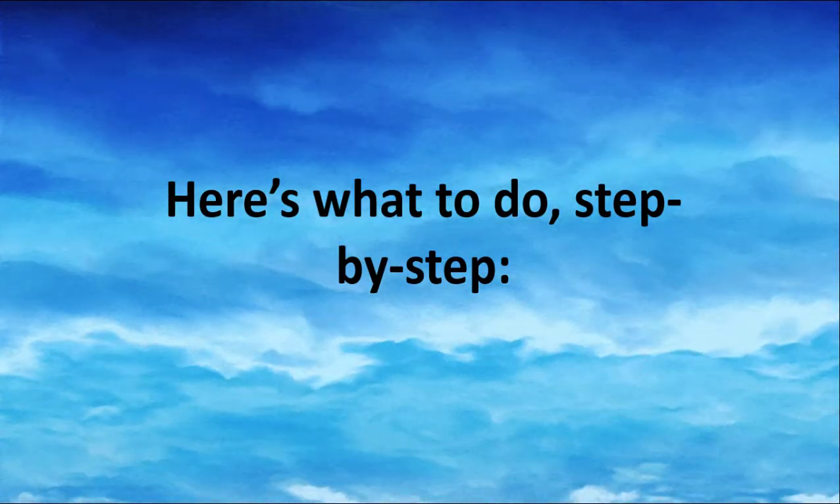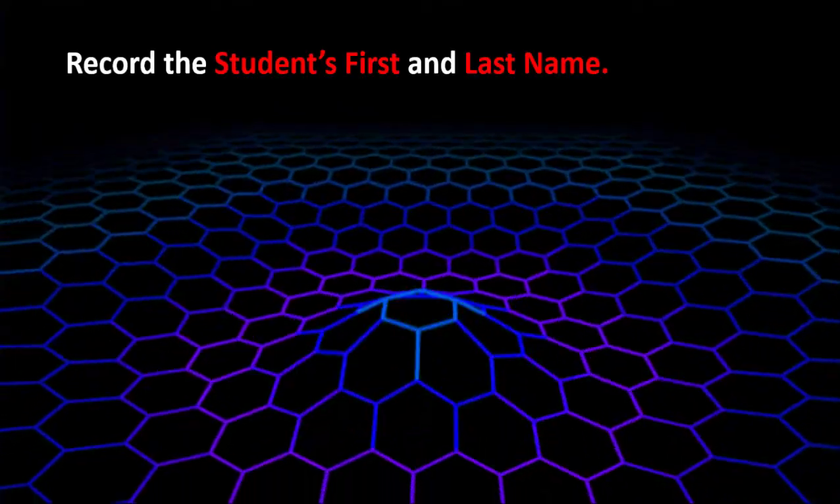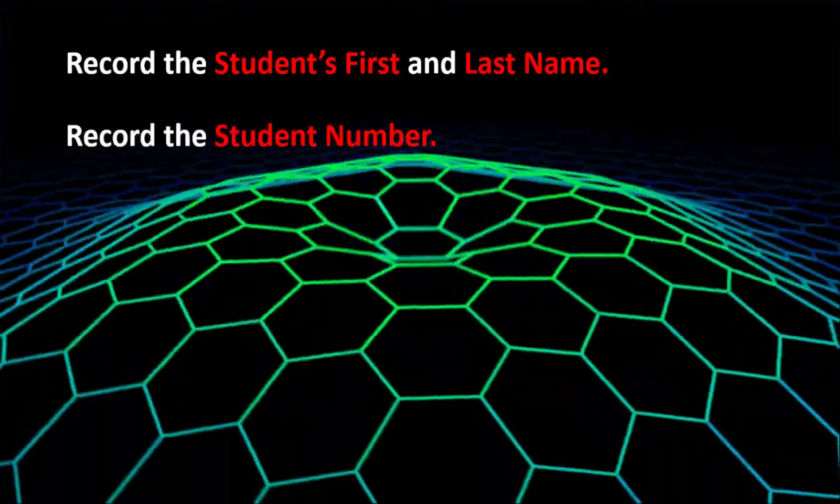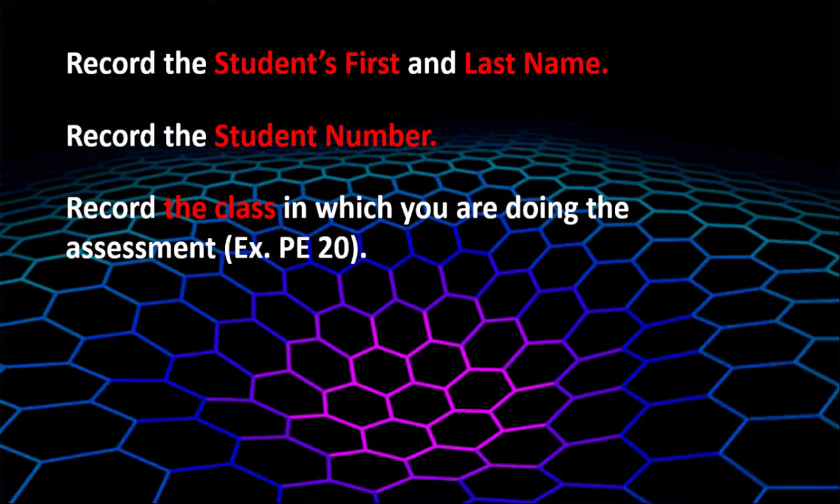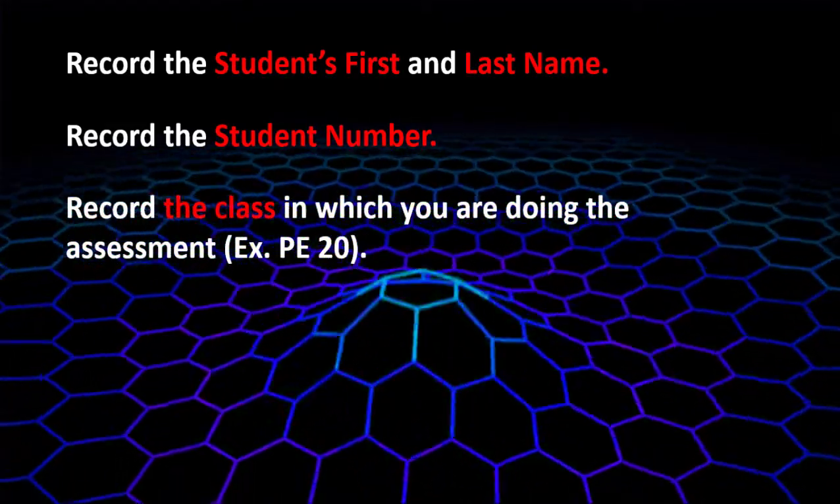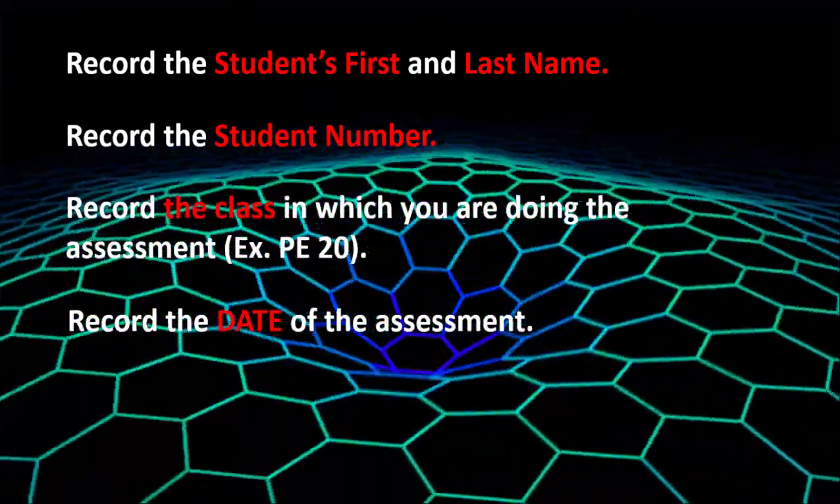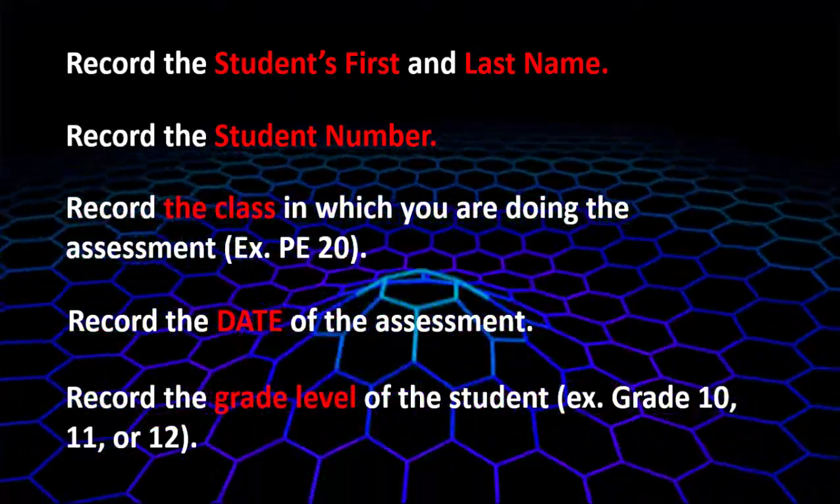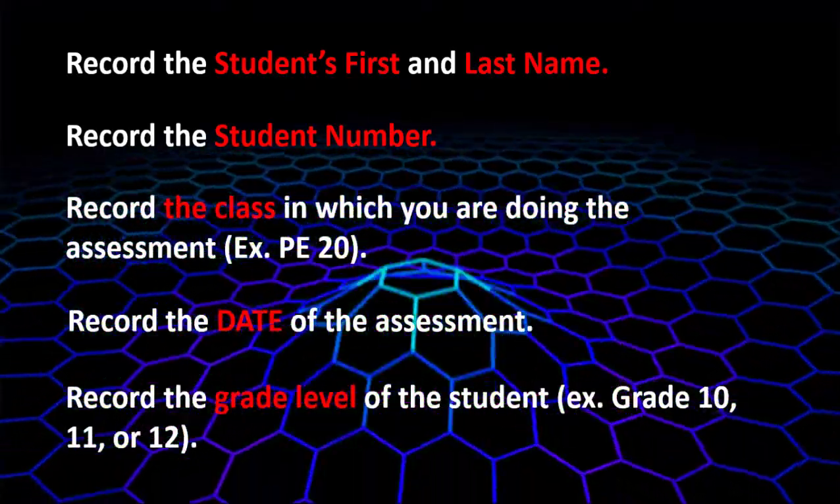Here's what to do, step by step. Record the student's first and last name, record the student number, record the class in which you are doing the assessment. For example, maybe it's PE 20. Record the date of the assessment, record the grade level of the student. For example, grade 10, 11, or 12.